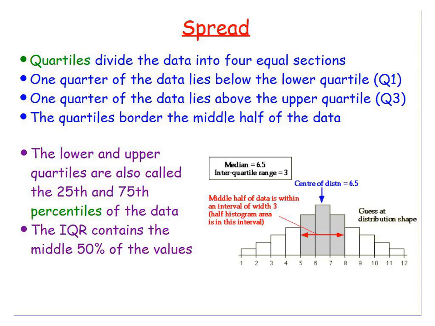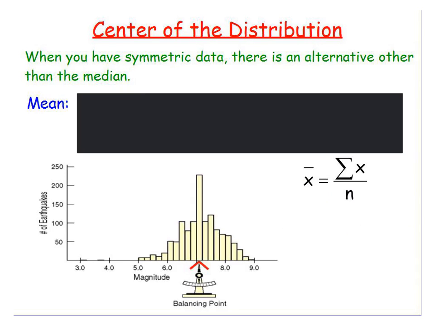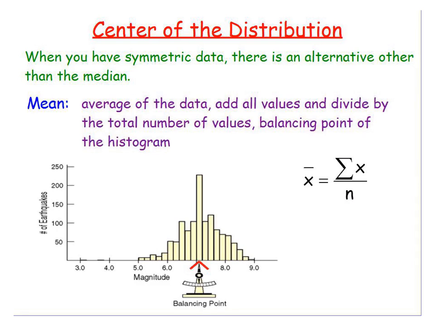So now there's a second center that we discuss. The other measure of center that we discuss when you have symmetric data is the mean. Again, this is only appropriate when you have symmetrical data. So let's highlight that. When you have symmetric data, you calculate the mean. Now, I'm sure you've calculated the mean before. It's also known as the average of the data. You simply find it by adding all the values up and dividing by the total number of values. It's also referred to as the balancing point. But again, your graph is required to be symmetrical.